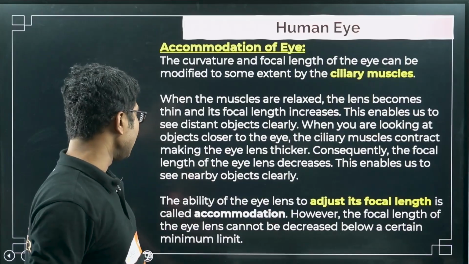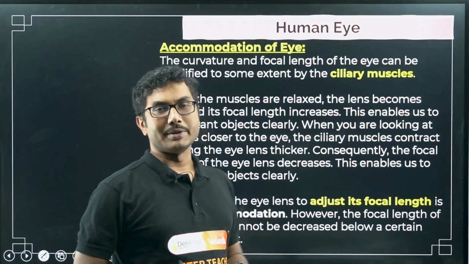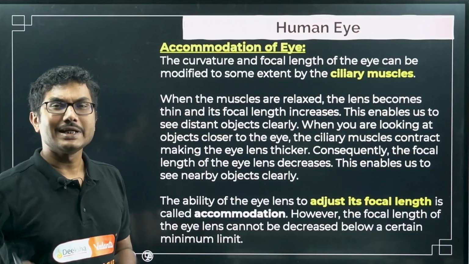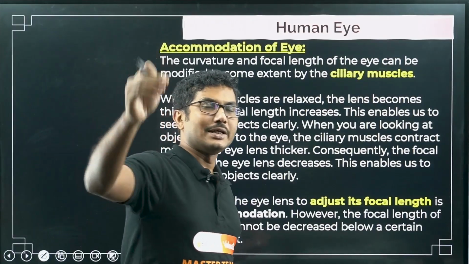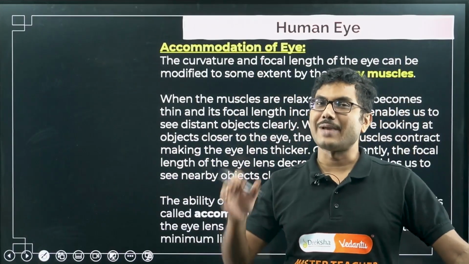However, the focal length of the eye lens cannot be decreased below a certain minimum limit. So when you are observing objects, the focal length cannot be decreased beyond that. So for seeing an object which is very far, your focal length is maximum.